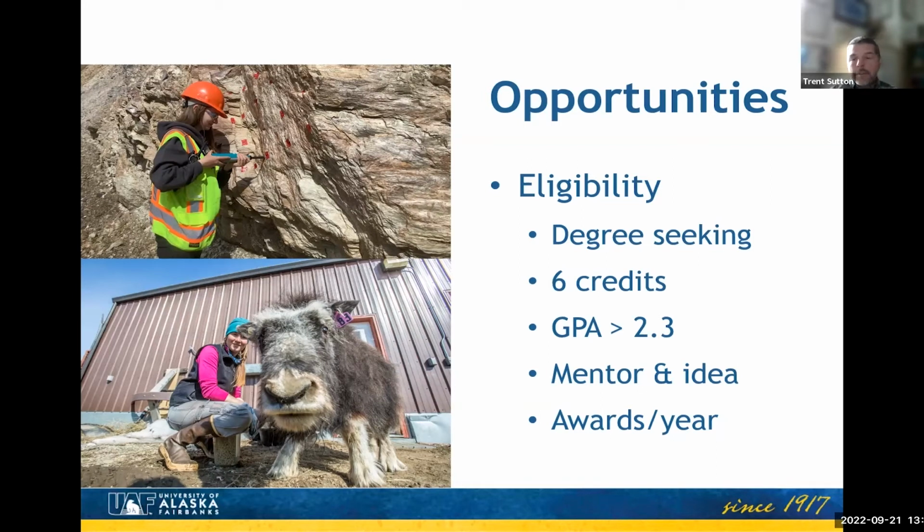Have a GPA greater than a 2.3. Really, that's kind of the academic warning break point. So if you're struggling in your classes, the last thing we'd want to do is have you working on an undergraduate research or creative scholarship project, because you probably should be spending more time on your courses to make sure you get your GPA up before you fall into a bigger issue with potentially academic disqualification. Again, I mentioned you need to have a mentor and an idea, which we just talked about.